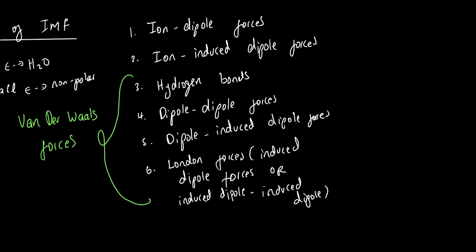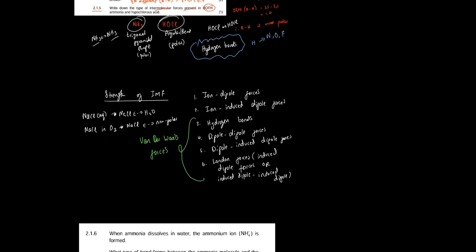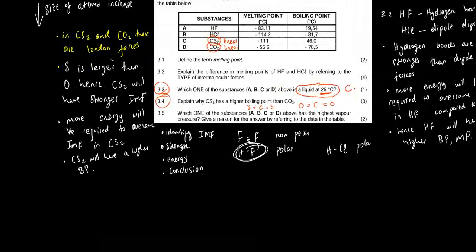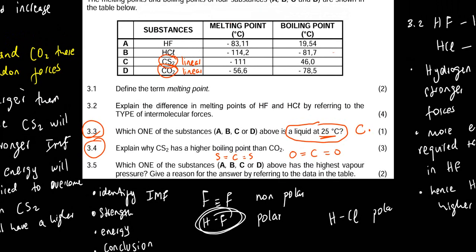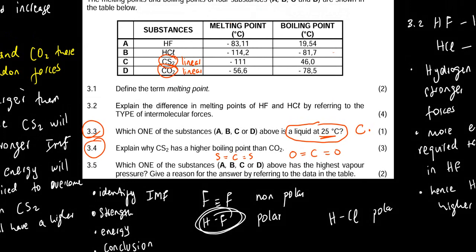And then the last question said which one of the substances has the highest vapor pressure. So the one with the highest vapor pressure is going to be the one with the lowest boiling point. You understand? You have to look at boiling point. So when you look at boiling point here, the one with the lowest boiling point is B. And even if you check in terms of melting point, it has the lowest melting point. So the one with the lowest melting point or lowest boiling point is going to have the highest vapor pressure, and vice versa. The one with the highest boiling point and highest melting point is going to have the lowest vapor pressure.